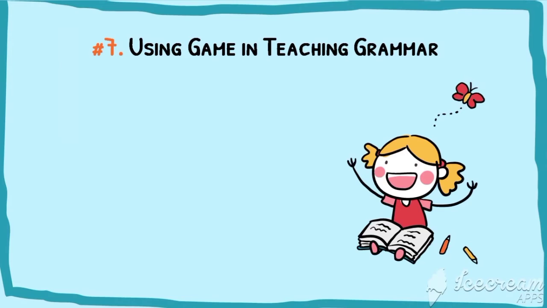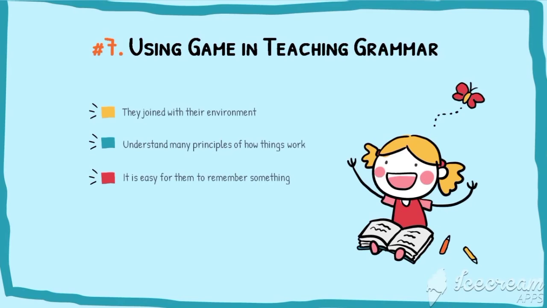And then, using games in teaching grammar. Games are definitely the most natural way of learning something, especially for children. Playing is the most effective method for children. Through playing, they join with their natural environment. They can understand many principles of how things work, and it is easy for them to remember something.